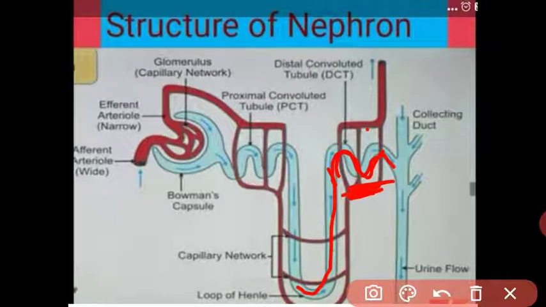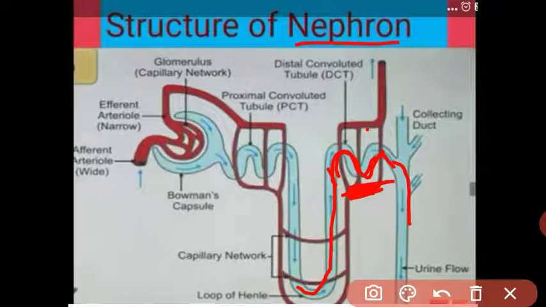After this process is complete, the fresh urine, which contains only nitrogenous and harmful waste products, enters into the collecting duct. This process is called the formation of urine, and this urine formation is performed by the nephron. Got it, student?